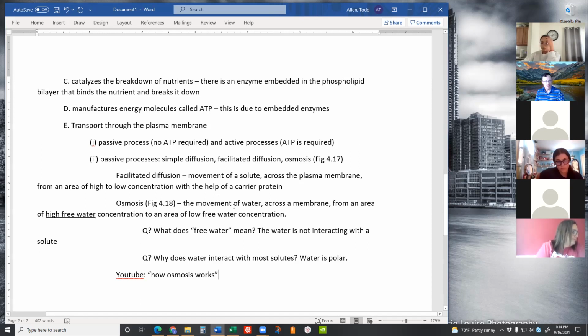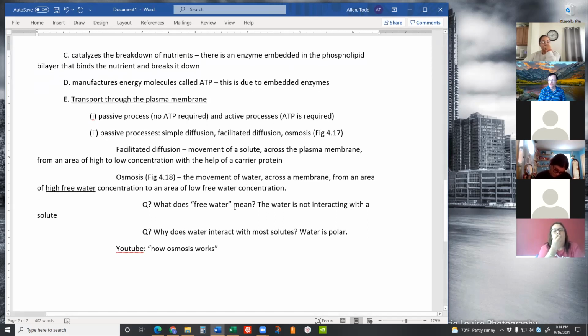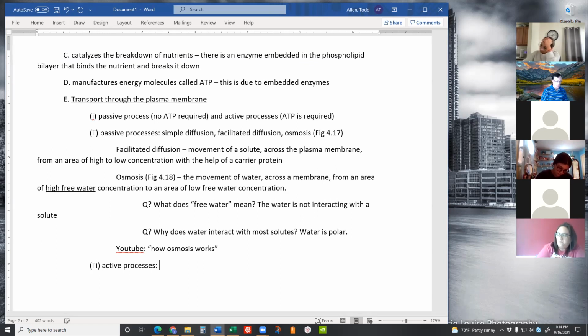Passive processes: simple diffusion, facilitated diffusion, and osmosis. You really should know them. I'm counting on the fact that you've had some exposure to this content previously. Then we have the active processes, and this deserves some attention as well. By active processes, I'm going to say active transport.